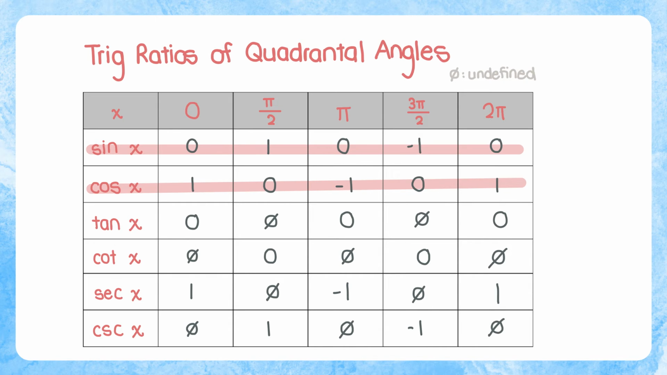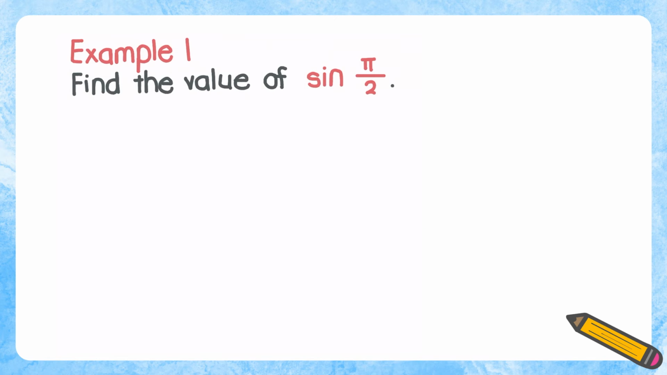So the trig ratio values remain the same whether we're looking at it as degrees or as radians. So with that in mind, let's take a look at some examples. For our first example, we are going to find the value of sine of pi over 2. So notice how sine of pi over 2, the unit is radians.